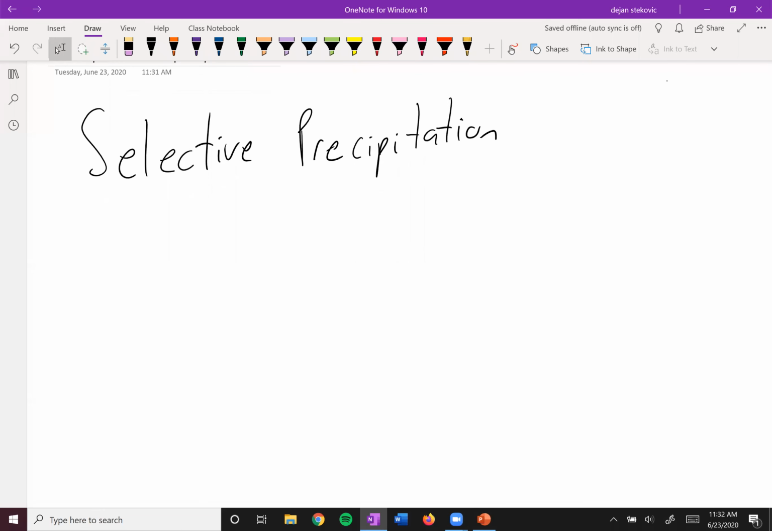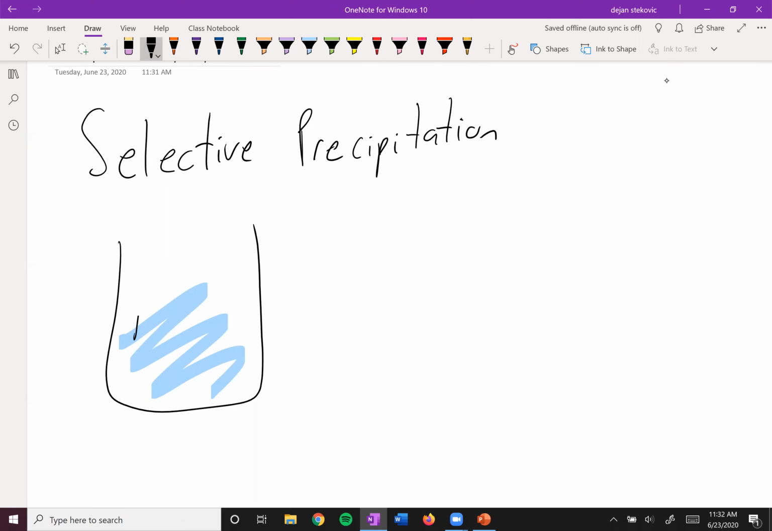All right, next topic is going to be selective precipitation. Let's say we have an aqueous solution, and inside the solution is some magnesium 2+ and some calcium 2+. And let's say that we want the magnesium 2+ to precipitate out so that we can separate the two solutions, right? If we can get one to precipitate out without the other precipitating out, then we can separate the two.